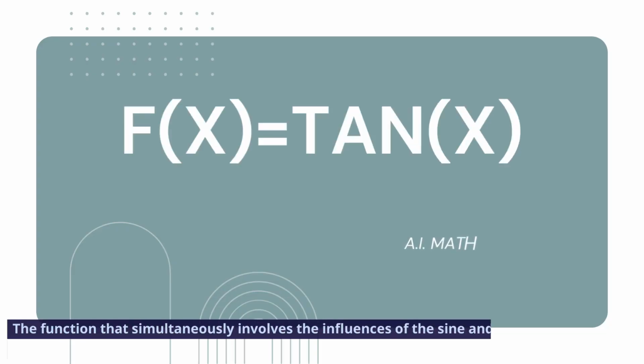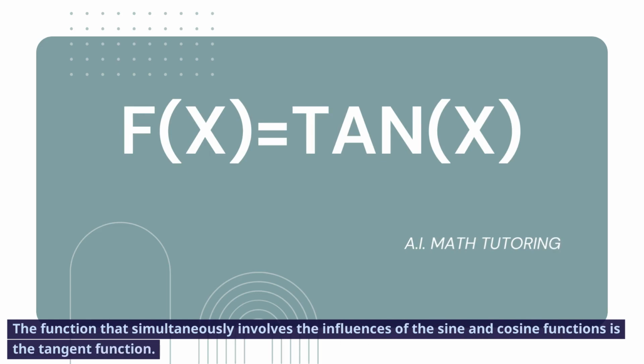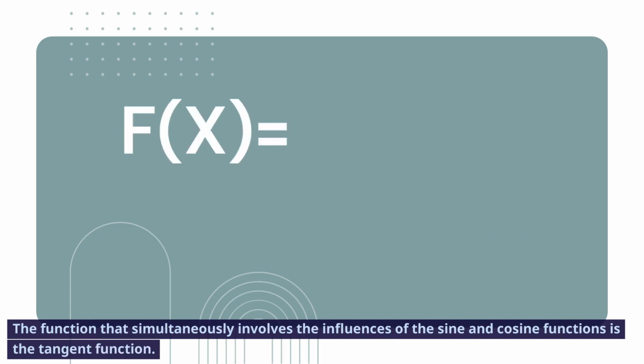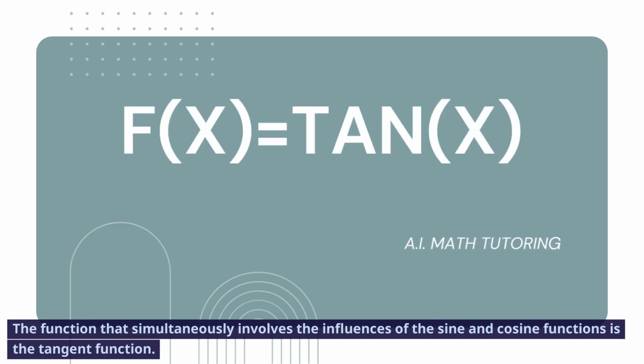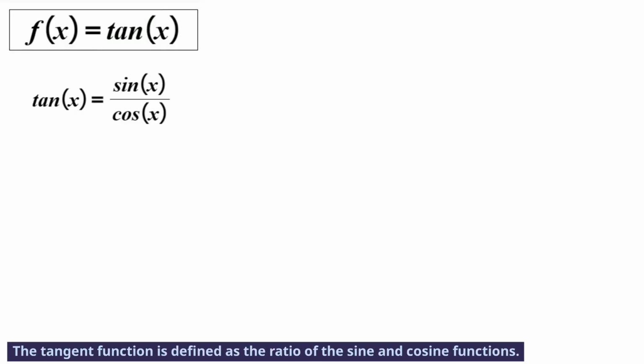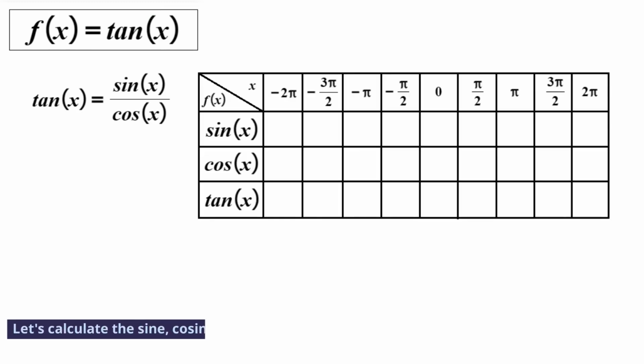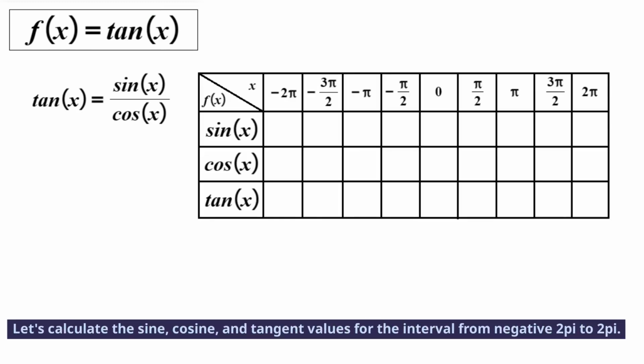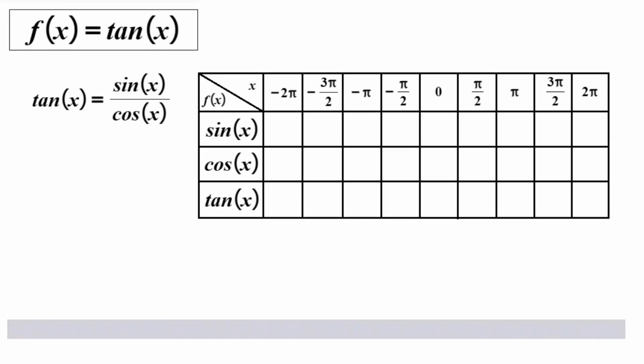The function that simultaneously involves the influences of the sine and cosine functions is the tangent function. The tangent function is defined as the ratio of the sine and cosine functions. Let's calculate the sine, cosine, and tangent values for the interval from -2 pi to 2 pi.